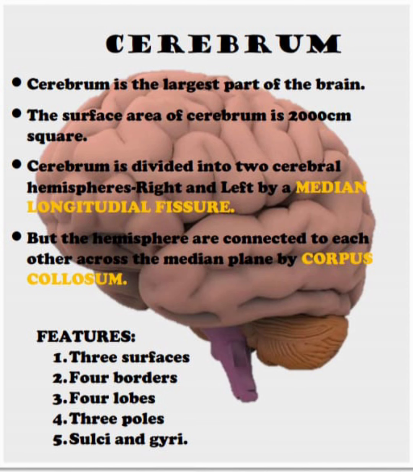Let's see a few important parts of the brain, like the cerebrum. Cerebrum is the largest part of the brain. The surface area of the cerebrum is 200 centimeters square. The cerebrum is divided into two cerebral hemispheres, the right and the left, by a median longitudinal fissure. The hemispheres are connected to each other in the median plane by the corpus callosum. Few features of the cerebrum are 3 surfaces, 4 borders, 4 lobes, 3 poles, and sulci and gyri.